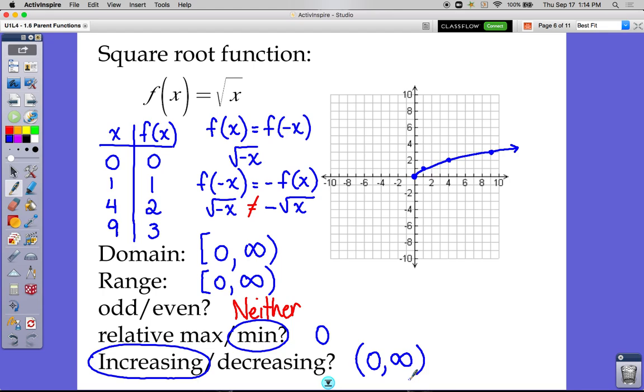I was looking at the domain and I thought, oh, I'll just copy that, right? Well, no, don't just copy that. So 0 is not included, neither is infinity, because we're talking about intervals of increase and decrease. You don't know if you're going to go up or down when you're just starting until you take that first step.